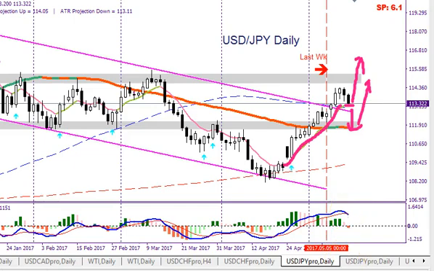If we feel price is going to go higher, we want to buy above 113.84. We want to take a buy trade. If we believe price is going to go lower, then we want to sell below 112.90, which would be here. So that's what I see coming up for this week.